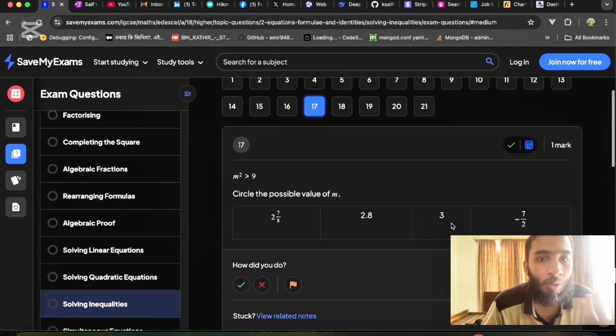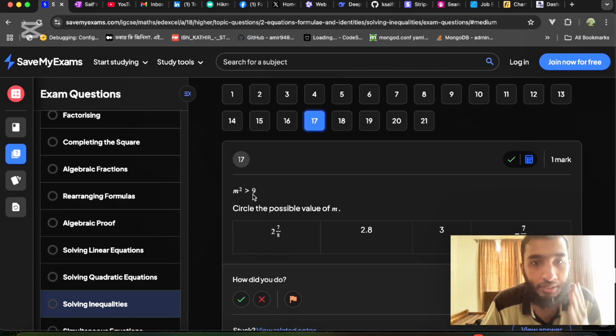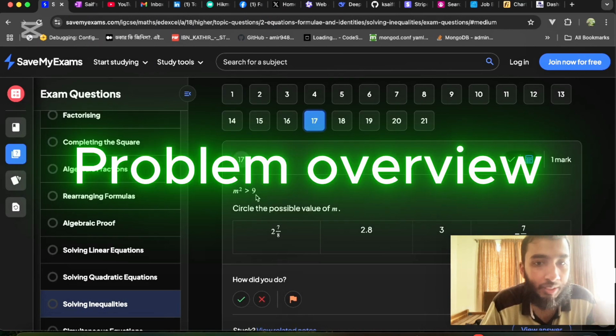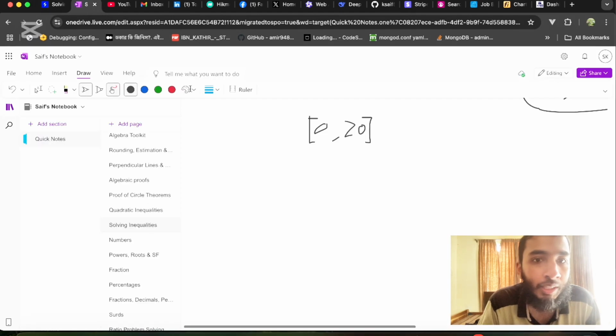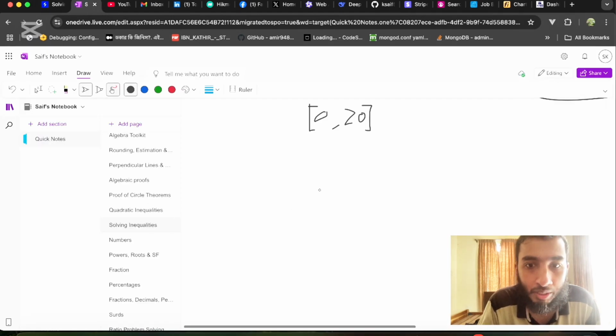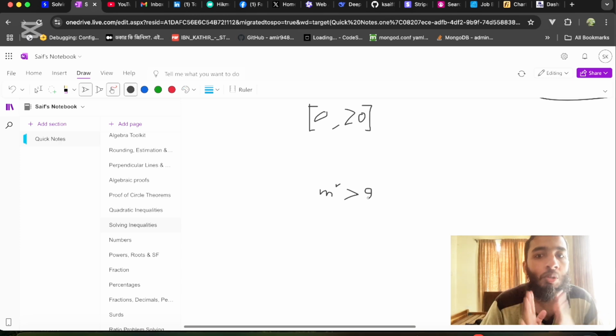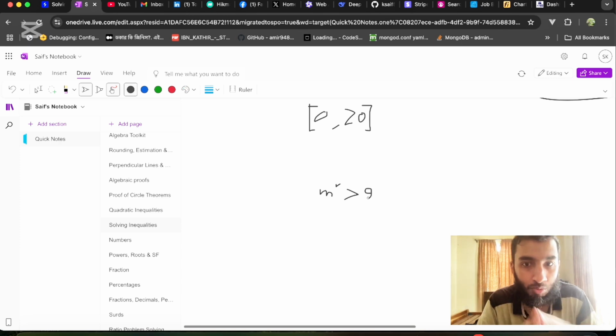Now I will focus on problem number 17. It says m square is greater than 9. This inequality is given. You have to circle the possible values of m. So which possible value of m is within these four numbers? Okay. So the inequality given here is m square is greater than 9. I'll try to solve it in a different way from what I have shown so far.